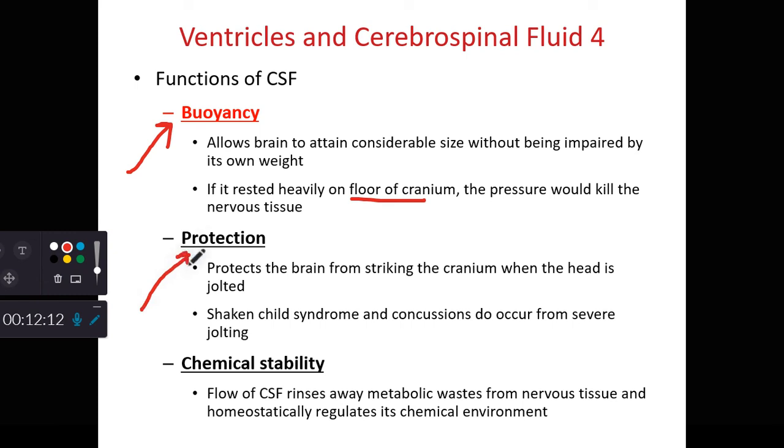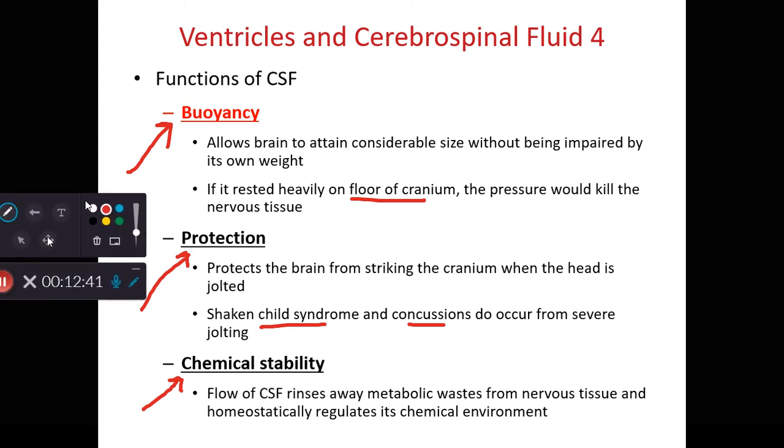The cerebral spinal fluid serves for protection. It allows the brain to be cushioned against impacts. If we look at somebody who has shaken child syndrome or concussions, these are situations where even though there was some cerebral spinal fluid, there wasn't enough present, or the impact was so hard that there still was damage to the brain tissue. And then finally, the cerebral spinal fluid provides for chemical stability. We need to remove metabolic waste from the central nervous system, and we also need to provide our brain with new nutrients to generate more ATP.